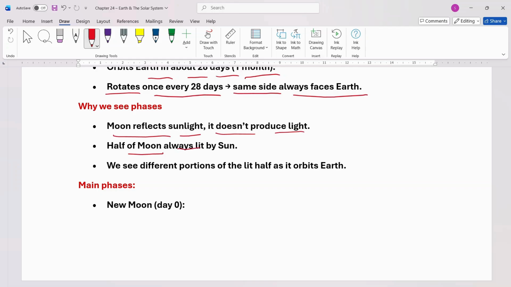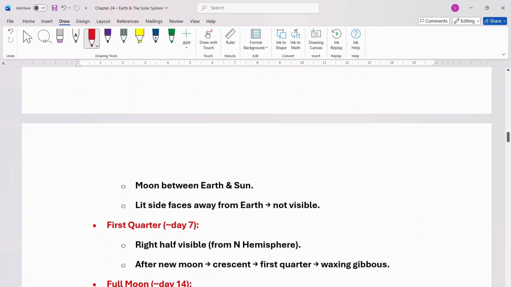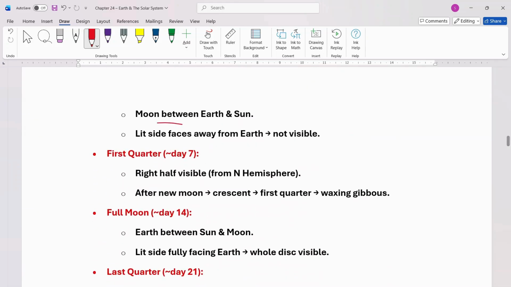Half of the Moon is always lit by the Sun. We see different portions of the lit half as it orbits Earth. Main phases: new moon, day 0, the Moon is between Earth and Sun, and the lit side faces away from Earth, so it is not visible. First quarter, approximately day 7, right half visible from the northern hemisphere.